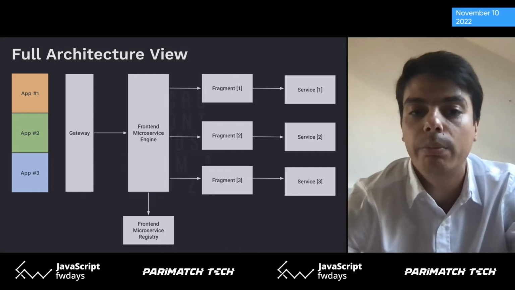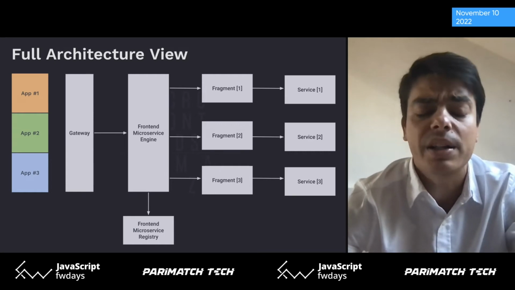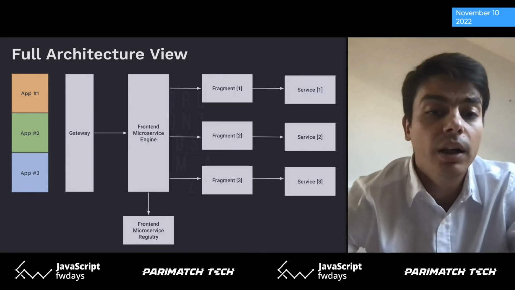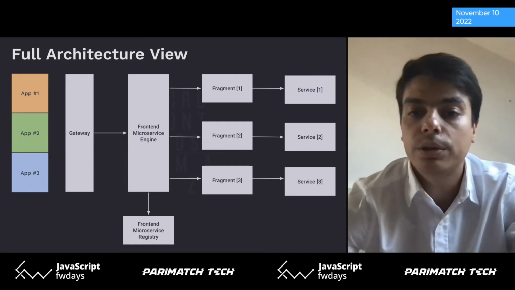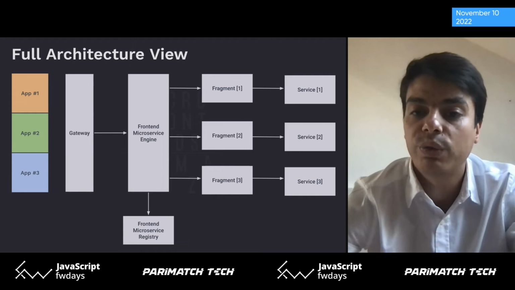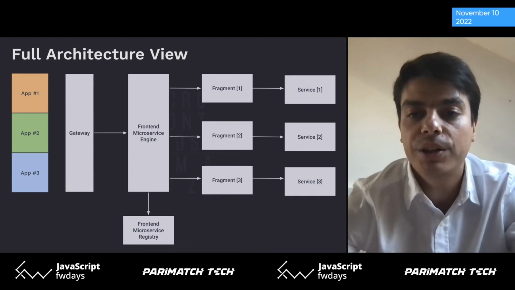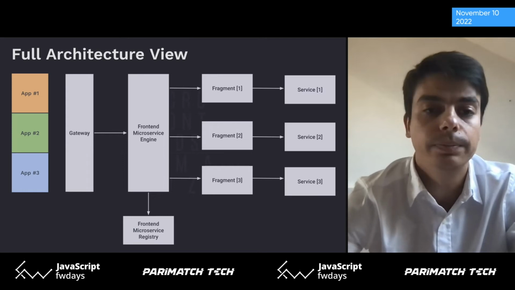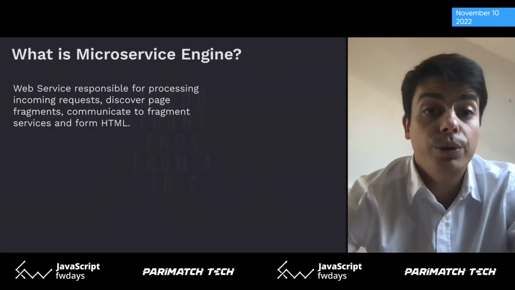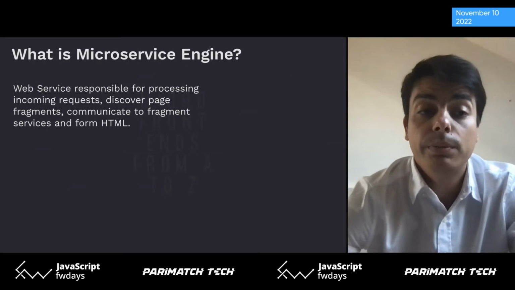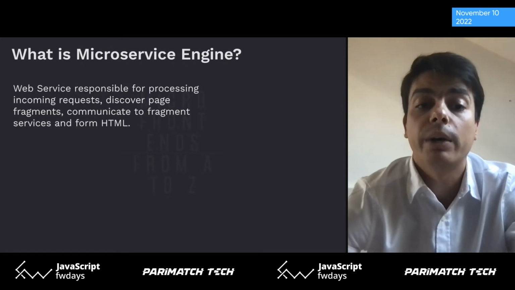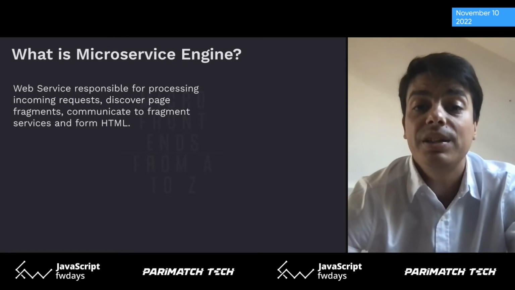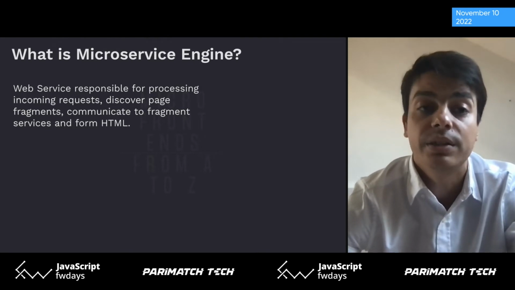Registry Engine knows about your pages, templates, and all other entities, which I will explain later. Microservice Engine runs several HTTP streams to get a response from a developer's fragment. It forms an HTML page and responds to the customer. That's the idea. So generally, Microservice Engine is responsible to process incoming requests, discover page fragments, communicate to fragment services, and form HTML. So it's just a service that provides you the final result of the page the customer can see in the browser.